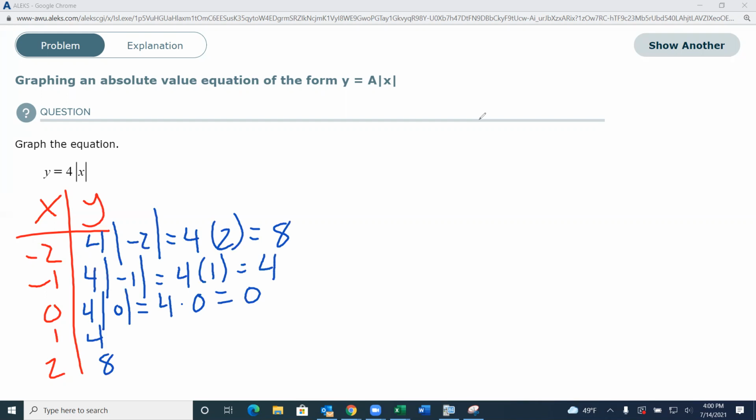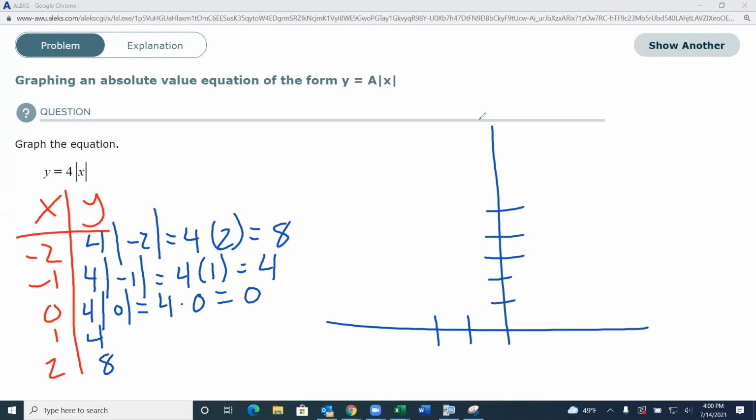And then you could just say, I know the point -2, 8 is on the graph. -2, 1, 2, 3, 4, 5, 6, 7, 8. So -2, 8 is on the graph, and the point -1, 4 is on the graph. So that'll be about there. And the point 0, 0 is on the graph. And the point 1, 4.